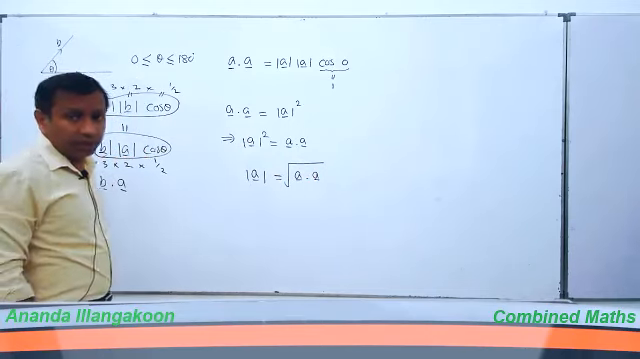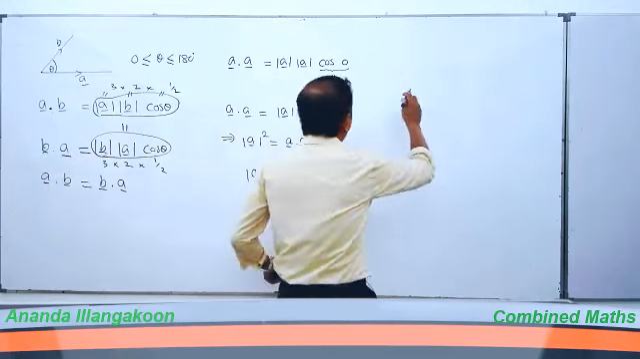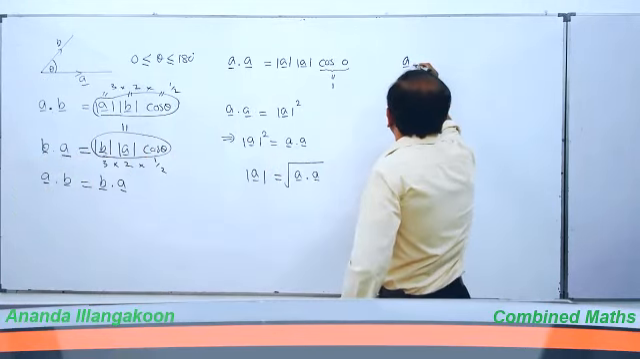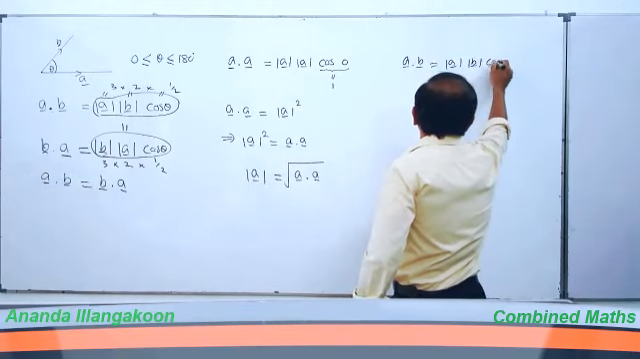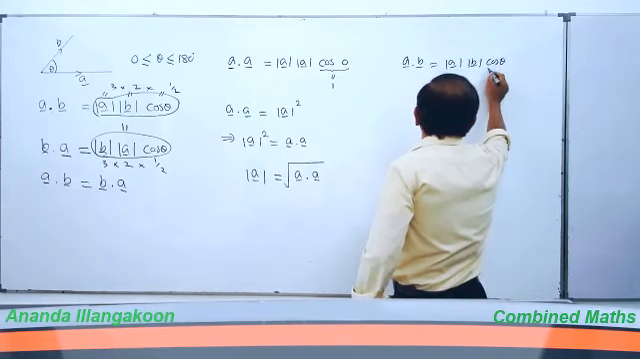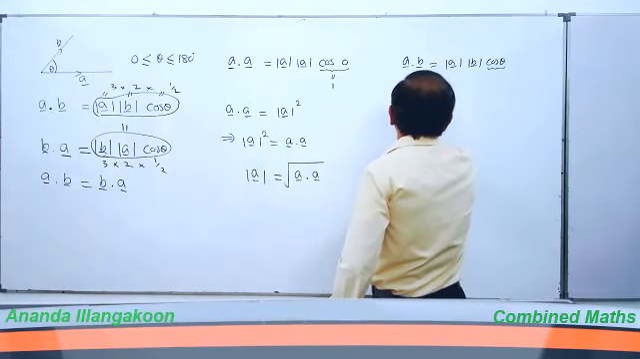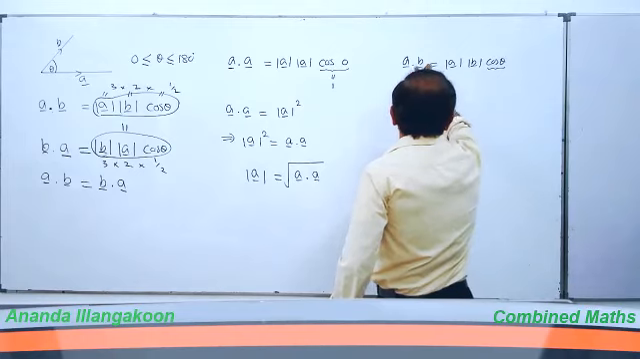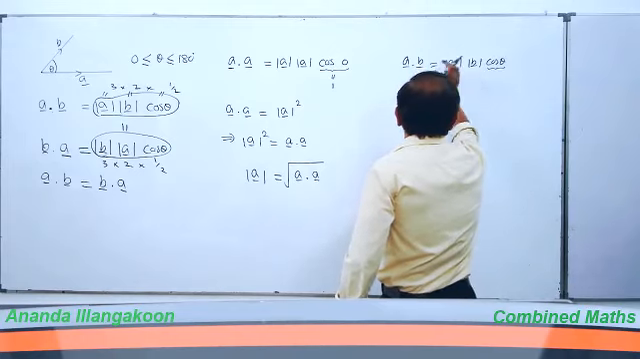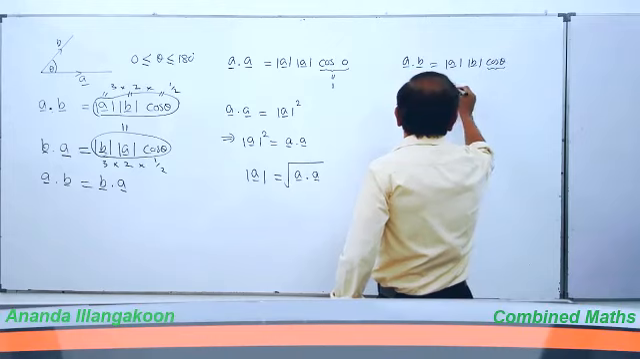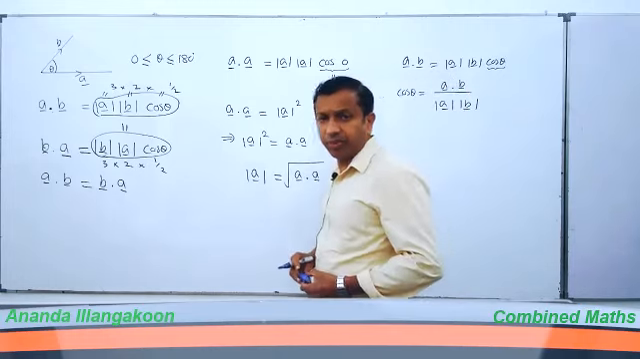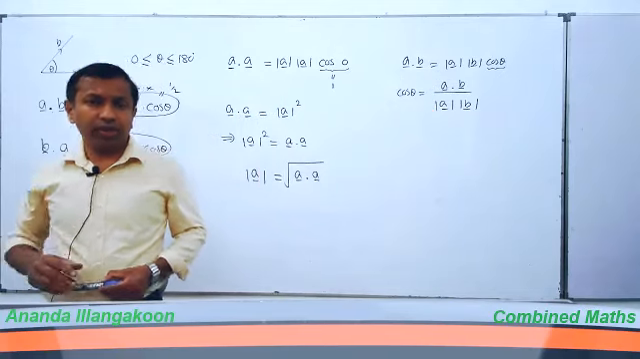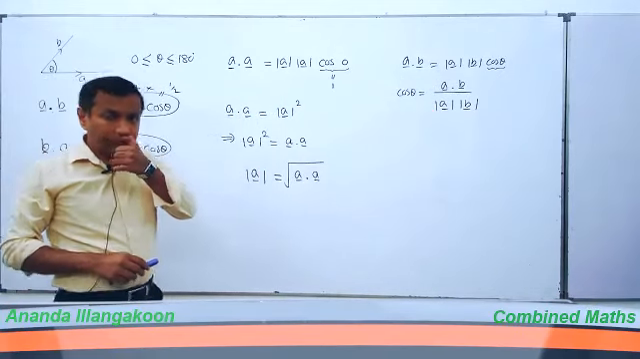The third property we learned: A dot B equals mod A, mod B, cos theta. Then this cos theta can be isolated: dividing both sides by the product mod A, mod B, we get cos theta equals A dot B divided by mod A, mod B. Here theta is the angle between A and B, and its cosine value is this cos theta, right?